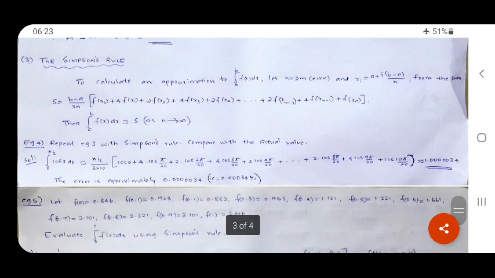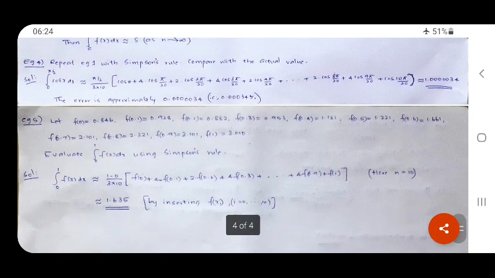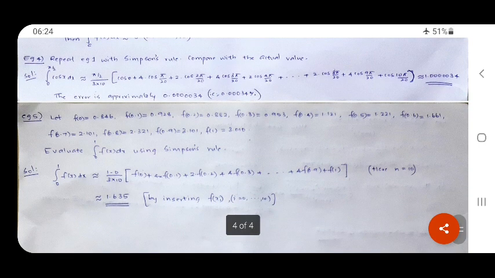So let us repeat the first example with Simpson's rule. We observe that the actual value is 1. We observe that the calculated value is 1.000034, which is more accurate than the first two evaluations. So it is approximately 0.0034 percent error.